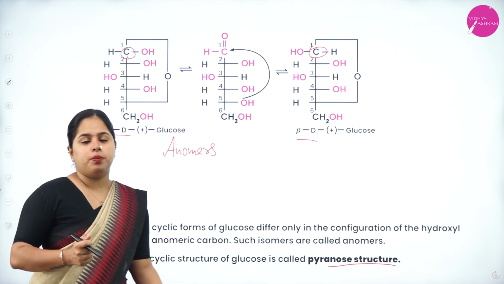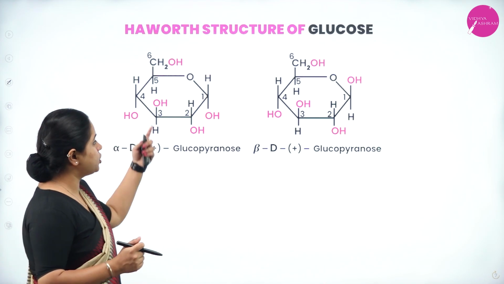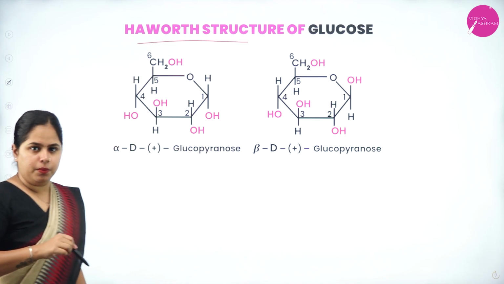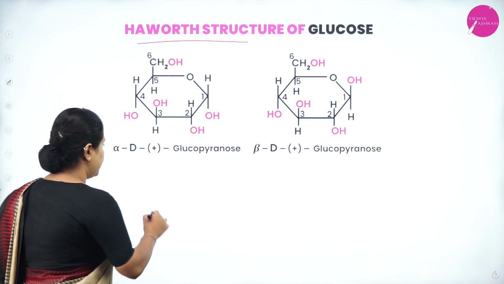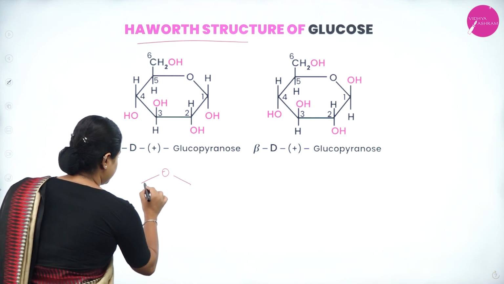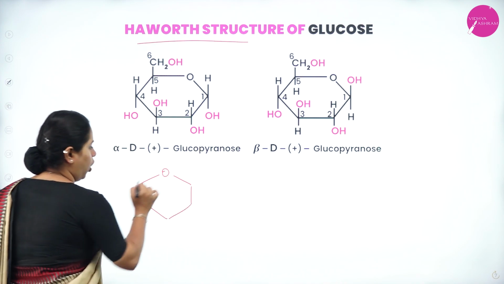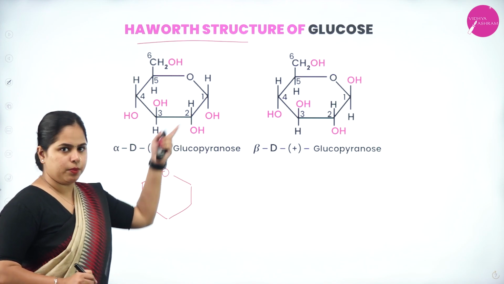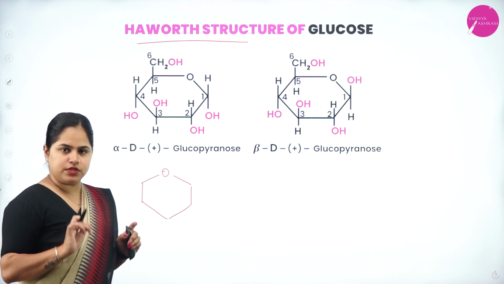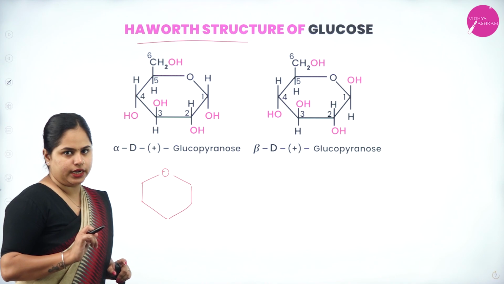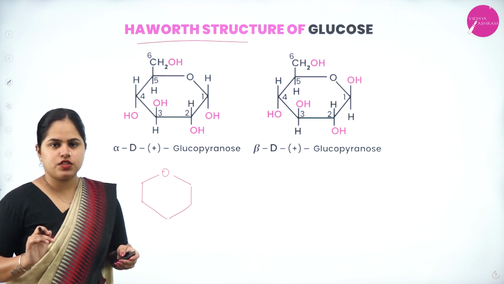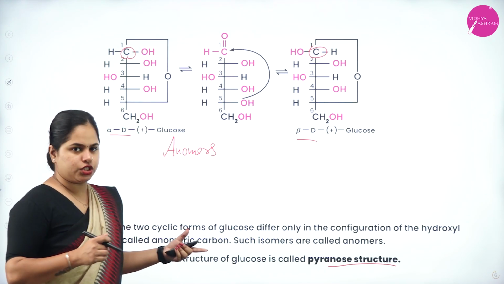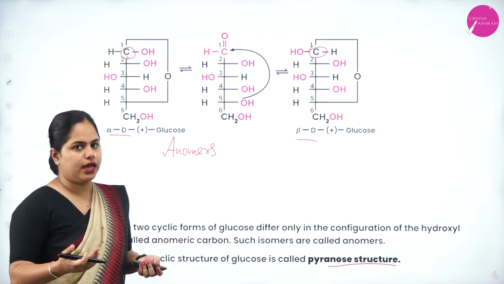Okay, so why it is called pyranose structure is because the next structure that we are going to study is called the Haworth structure, which resembles pyran. Pyran is a six-membered ring which has an oxygen atom. So it resembles this one. This is also a six-membered ring. 6 carbon atoms are present, and you have an oxygen atom in place of one carbon atom. So that is why it is called a pyranose structure. I hope it is clear. So this was the ring structure, and from this you can write the alpha and beta form.